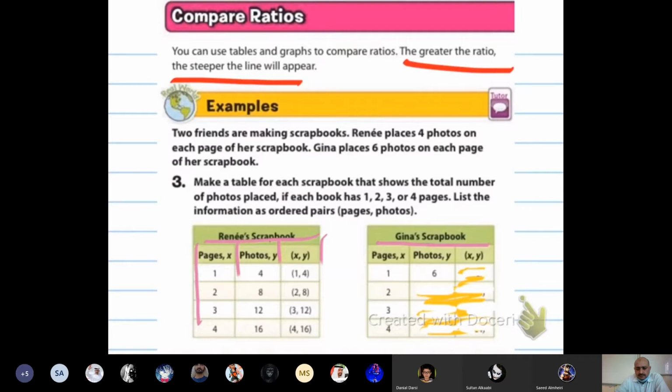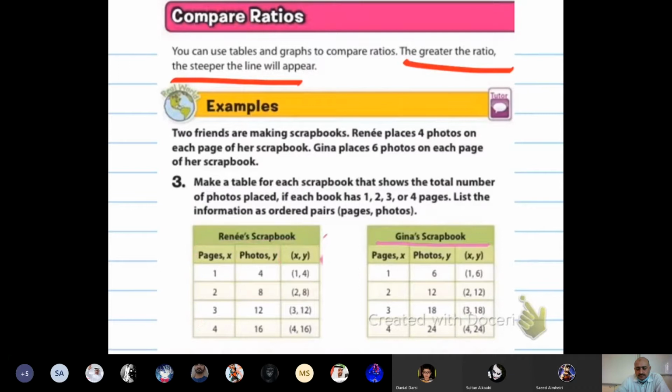We're also going to do Gina's scrapbook, and for Gina's scrapbook, 1 page gets 6 photos. And so that's a 1, 6 when we graph it. Our 2 pages will have 12 photos, and that's 2, 12. 3, and notice that we're going up by 6 on Gina's, and we're going up by increments of 4 photos on Renee's. So for every extra page, we have 6 photos for Gina, and for every extra page, we have 4 photos for Renee.